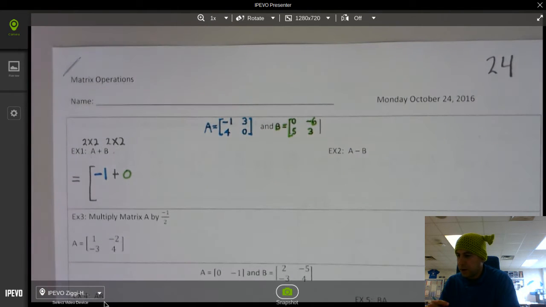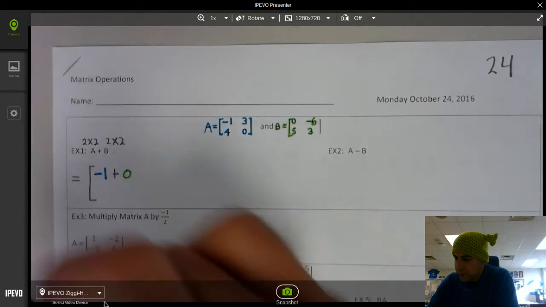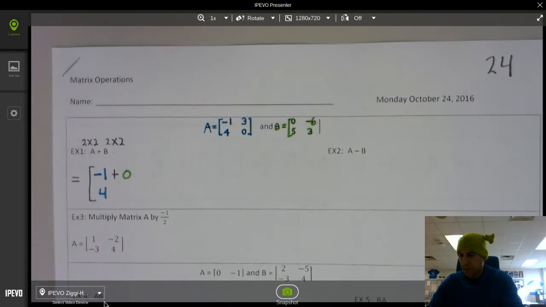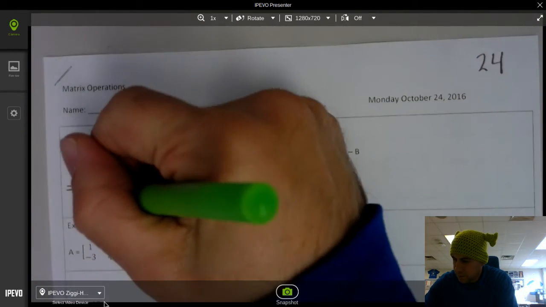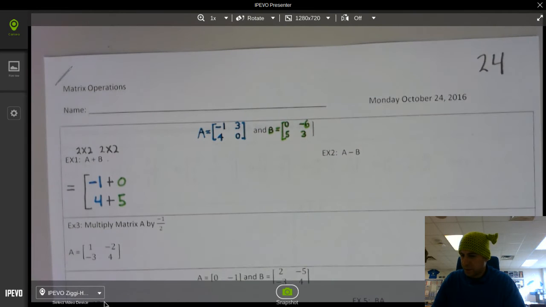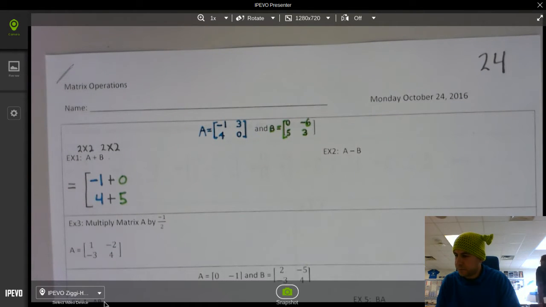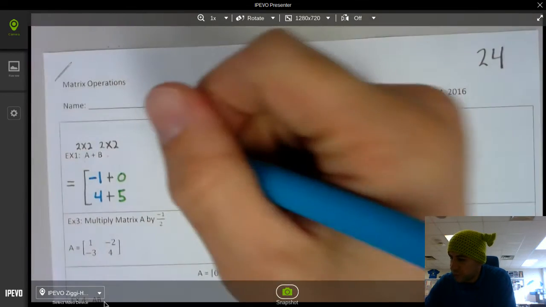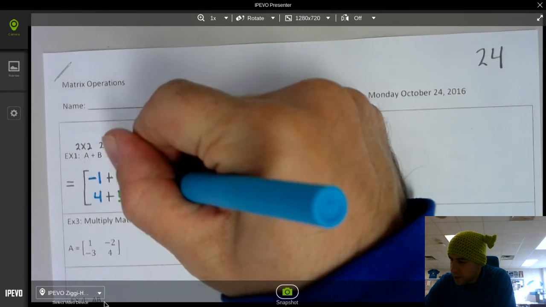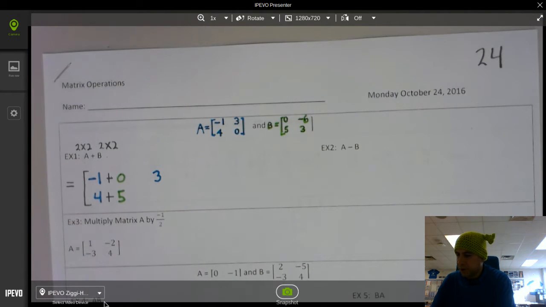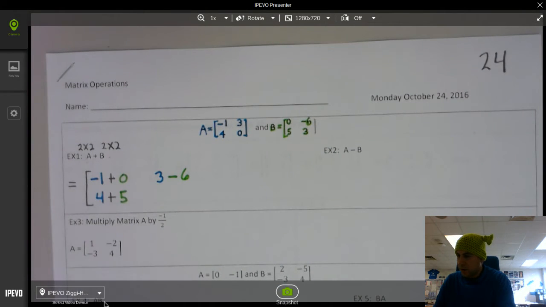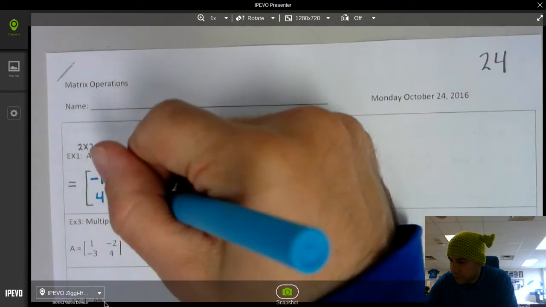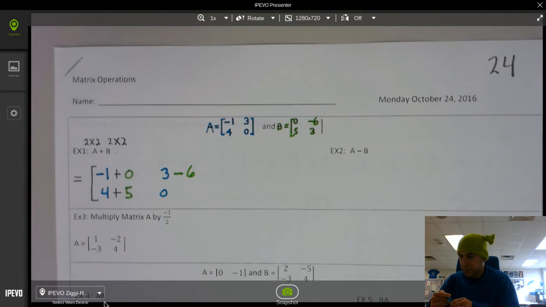All right. So 4 and 5 are in the same position, so we add them. 4 plus 5. All right. Now we have 3 and negative 6 in the same position. So that's 3, and really it's 3 minus 6. And then 0 and 3 are in the same position, so we add them. So 0 plus 3.